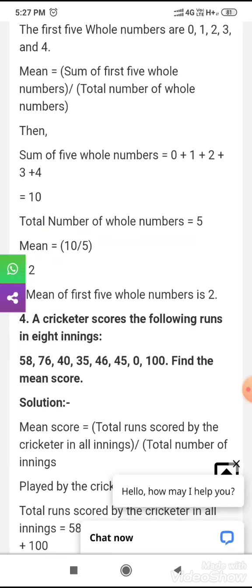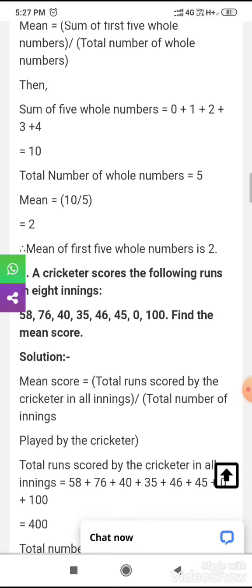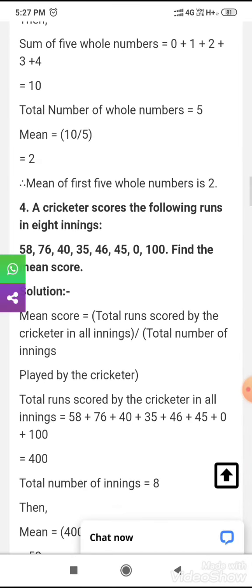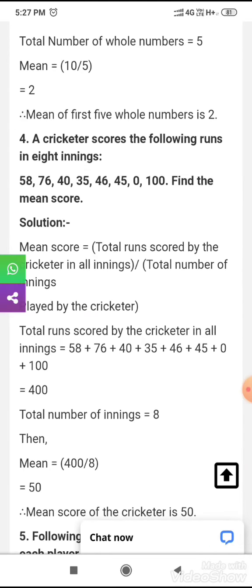Fourth question is: a cricketer scores the following runs in 8 innings: 58, 76, 40, 35, 46, 45, 0 and 100, and we have to find the mean score. As we all know, mean is equal to the sum of all observations divided by the total number of observations.